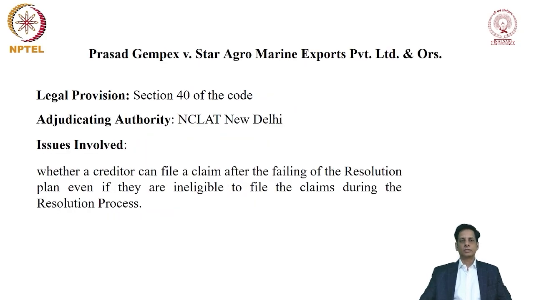In the case of Prasad Gempex versus Star Agro Marine Exports Private Limited, Section 40 of the Act has been dealt with by NCLAT New Delhi. Watch it, it is not NCLT, it is NCLAT, therefore it is going to be an appeal at the appellate tribunal. Issue involved: whether a creditor can file a claim after failing of the resolution plan. Point is simple. I would have made a claim and the resolution plan failed, or I wouldn't have made a claim. It doesn't matter. Now when it comes to liquidation, can I make a fresh claim again? Is a question. So what is the answer?